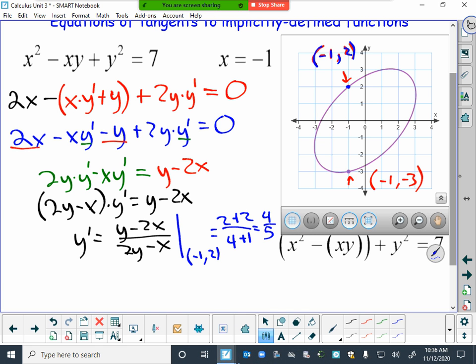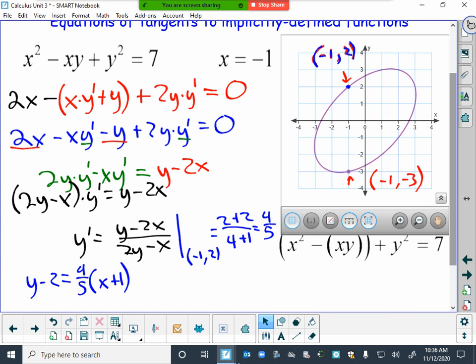Along with those points, y minus y1 equals m times x minus x1. There's my equation for the blue tangent line. Okay. If I evaluated this, oops, okay.